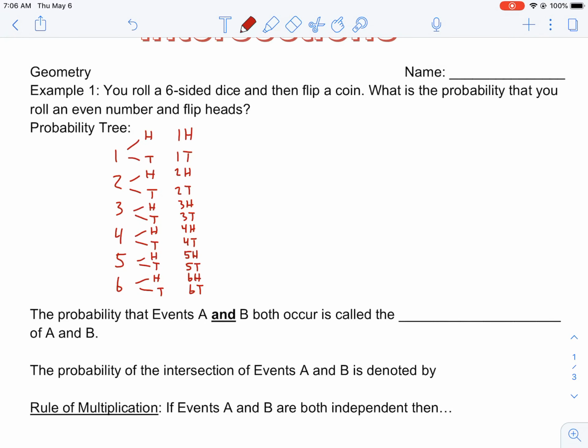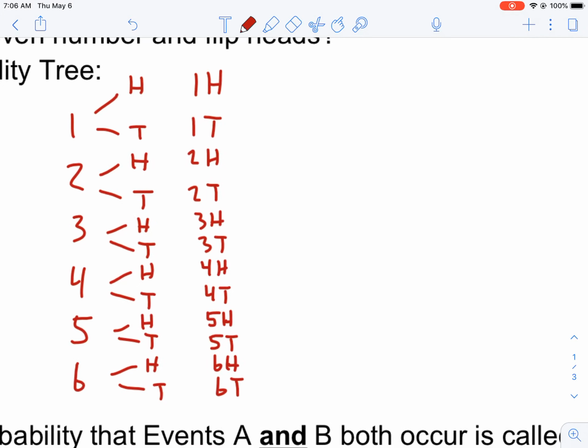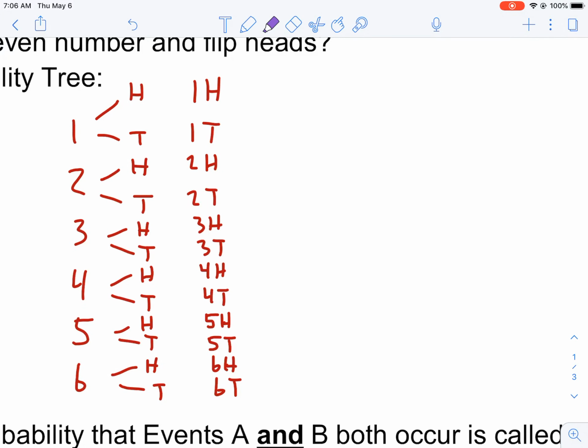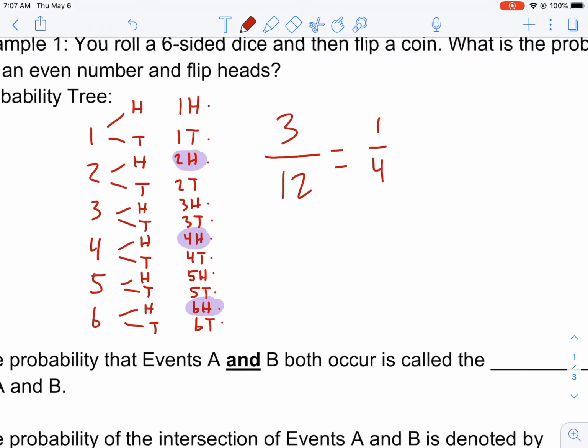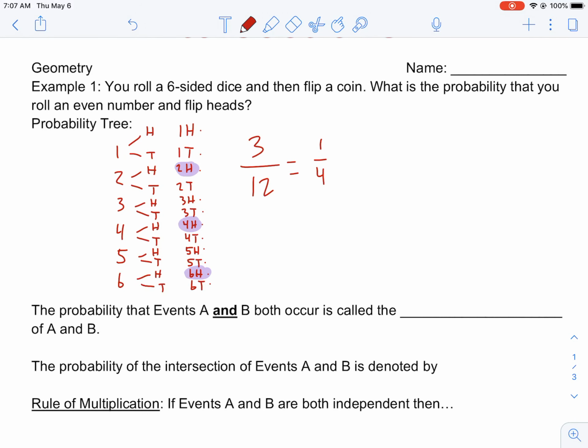So it says, what is the probability that you roll an even number and flip heads? So if we look at all of these with an even number and heads, we've got 1 right there, 2, 3, right? So three favorable outcomes. And then how many total outcomes? 1, 2, 3, 4, 5, 6, 7, 8, 9, 10, 11, 12. So the probability that we roll an even number and flip heads is 3 out of 12 or 1/4, okay? And that's one way to figure out these probabilities.